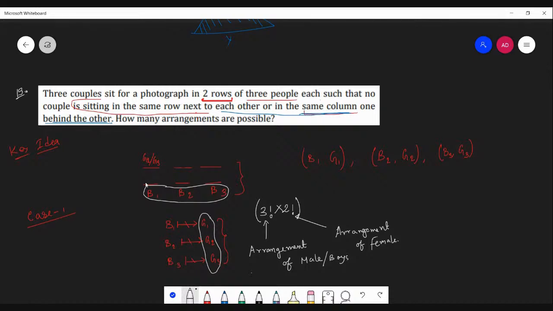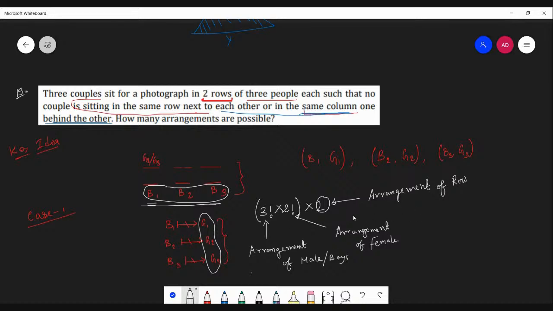And finally, it's not necessary that B1 sits in the first row and the girls go to the second. It may happen that the boys and girls just alternate the rows, right? It may happen that all the girls sit in the first row and the boys go to the second. So there are two ways. This is the number of alternations of row, or the arrangement of row. All right.